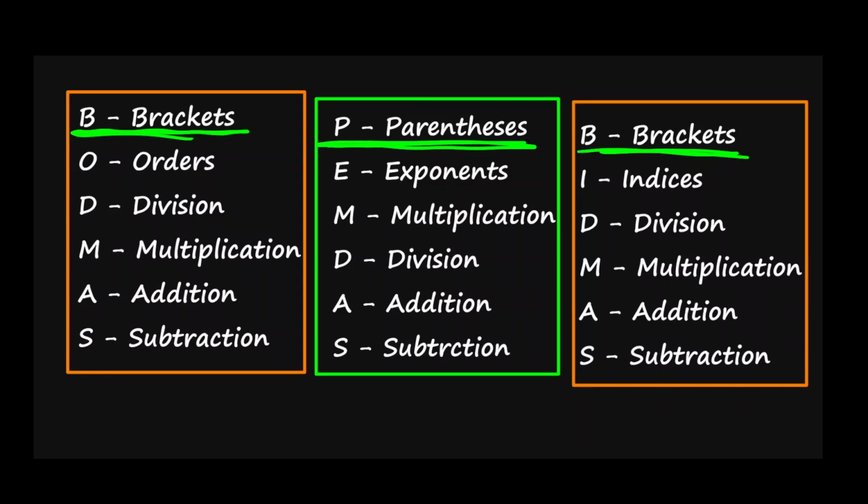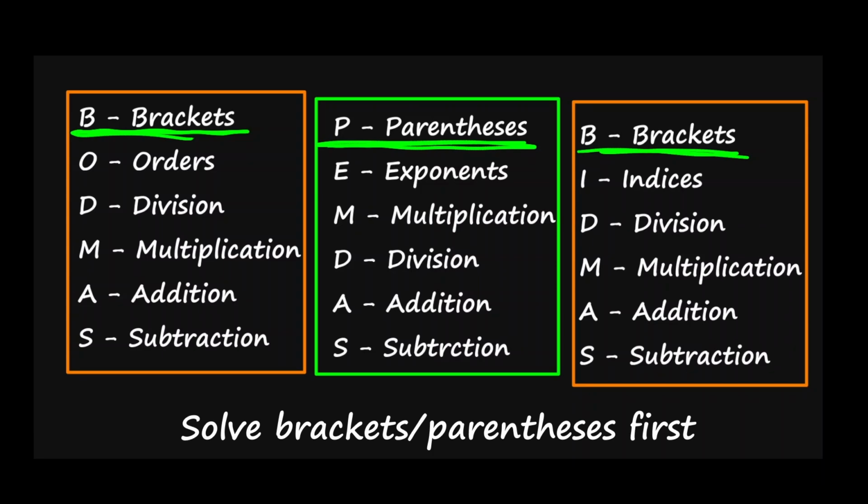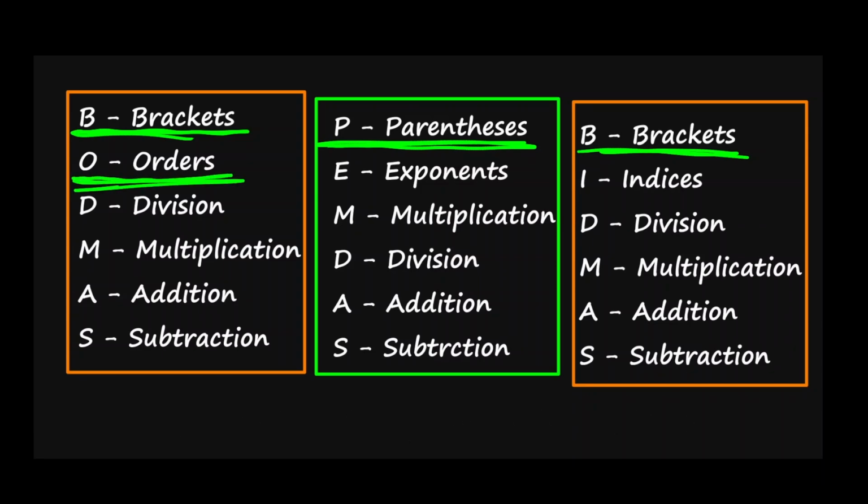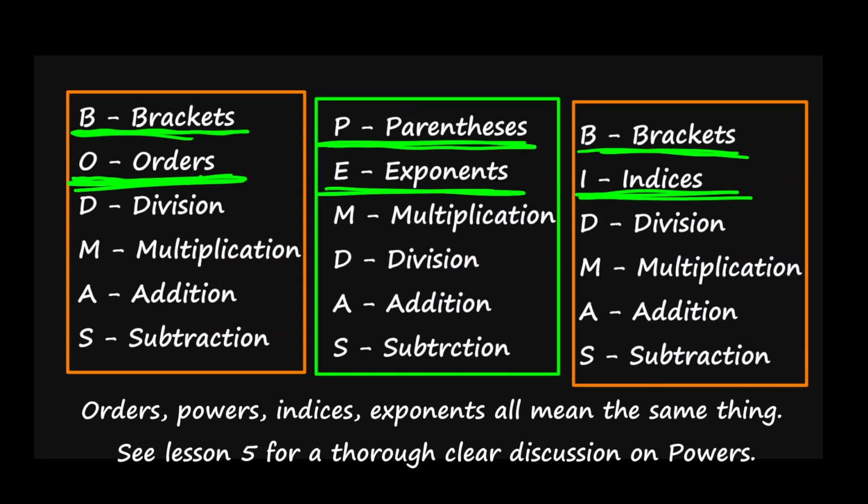So the order of operations is saying that when we see an expression, the first thing we should solve is the brackets. When we finish the brackets, then we go to the second one, which on the BODMAS list, it is orders. Then on PEMDAS, it is exponents, and on the BIDMAS, it is indices. We know from lesson 5 when we did powers that exponents and indices mean the same thing. Orders also mean the same thing. So you could also say powers. So powers, exponents, indices, orders, they all mean the same thing.